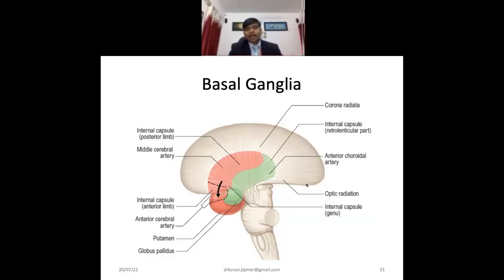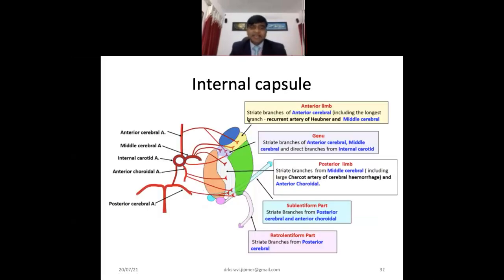Then coming to this V-shaped structure, you can appreciate this is the internal capsule. We have the anterior limb. This is the genu, you can appreciate over here. This is the posterior limb. Then we have the sublentiform part, and then we have the retrolentiform part. So there are five parts of the internal capsule.